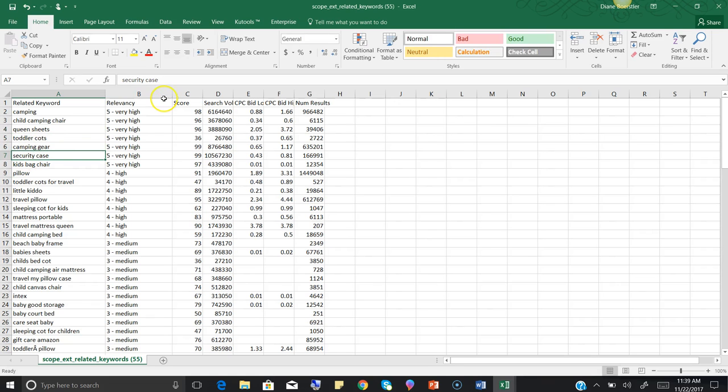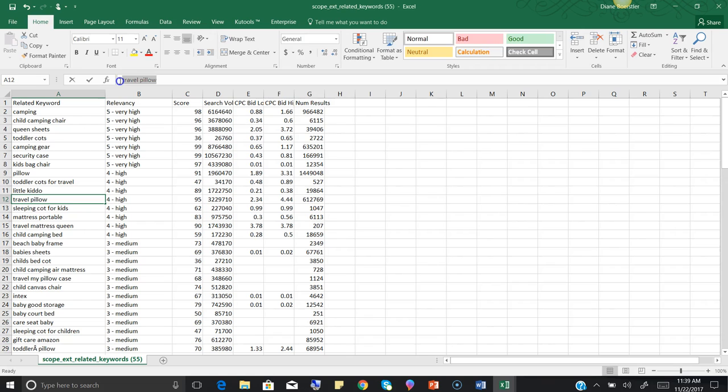So your security case. No idea. Maybe for travel. But if you go through and think about the relevance, that allows you to think of whether or not you should put this into your listing. Is this pertaining specifically to the product, or is this just an advertising keyword? Most of these are just advertising keywords.